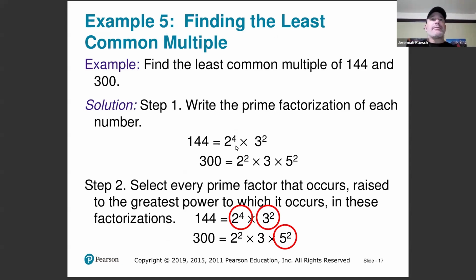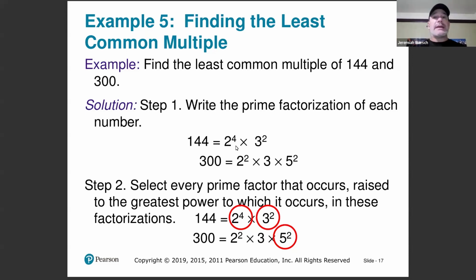Okay, so let's find the least common multiple of 144 and 300. Prime factoring 144, you get 2 to the fourth times 3 squared. 300 gives you 2 squared times 3 times 5 squared. So selecting the largest factor occurring in each of these numbers, we get 2 to the fourth because 300 only has 2 squared. Likewise, 144 has 3 squared, which is larger than 3 to the first power. And then 144 has no 5s, so we're going to take the 5 squared from the 300.